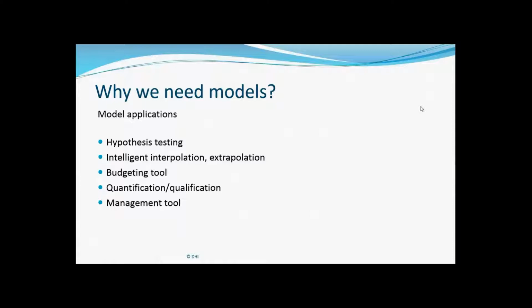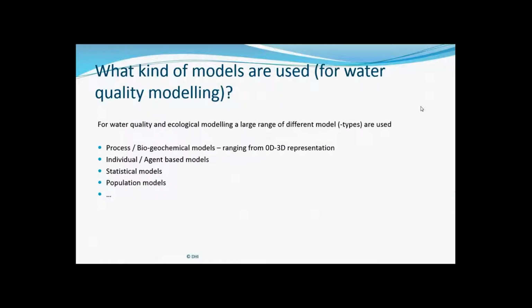And here you can, with a model, accumulate discharges from upstream rivers and rivers within the neighborhood. So in that sense, models can be used for a lot of different things. And which kind of models do we then have for the use of water quality modeling?